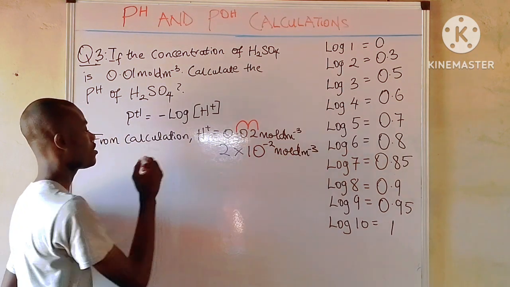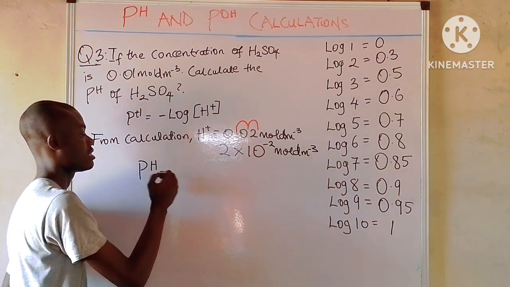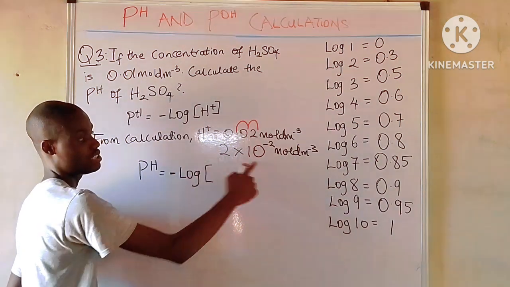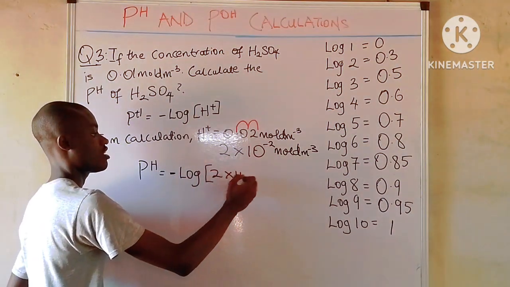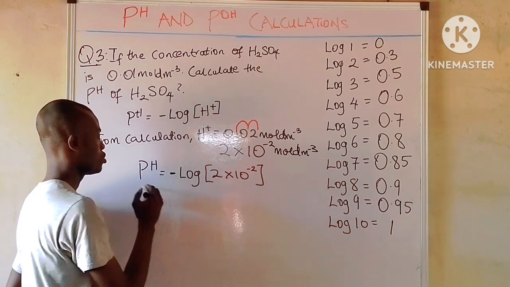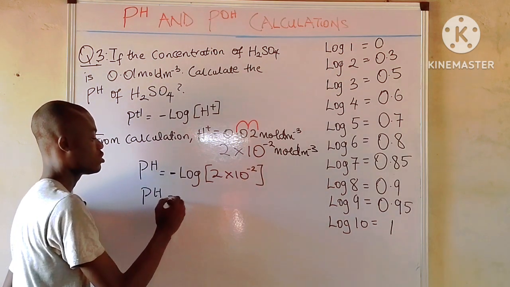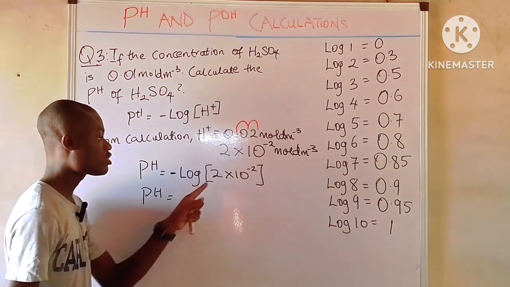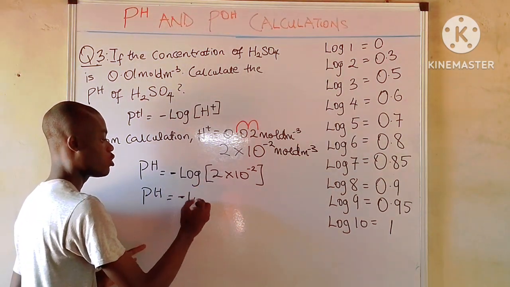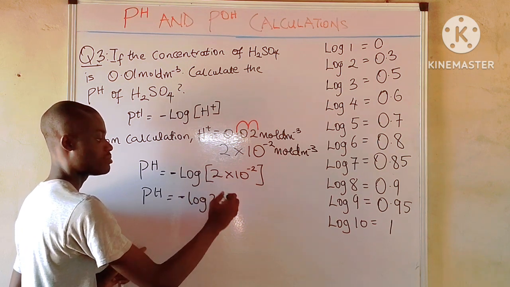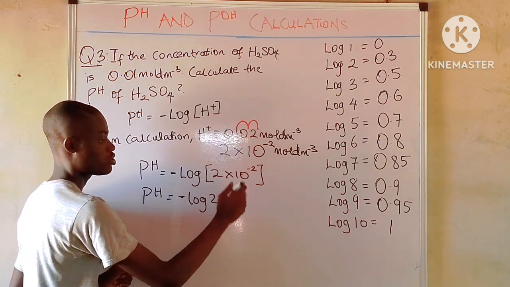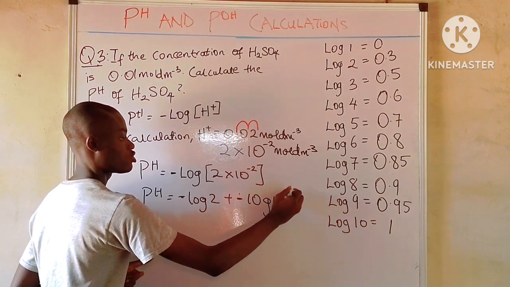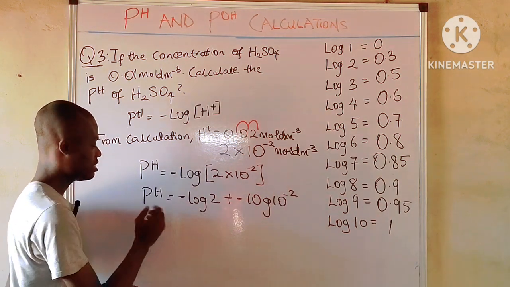So we can calculate our pH now as negative logarithm of the hydrogen ion concentration, which is this, 2 times 10 to the power of minus 2. So therefore the pH is equal to, remember the second law of logarithm we took, we can take that as minus log, times becomes addition, so we have minus log 2 plus minus log of 10 raised to the power of minus 2.